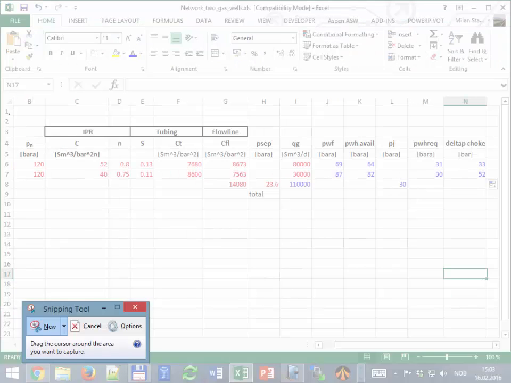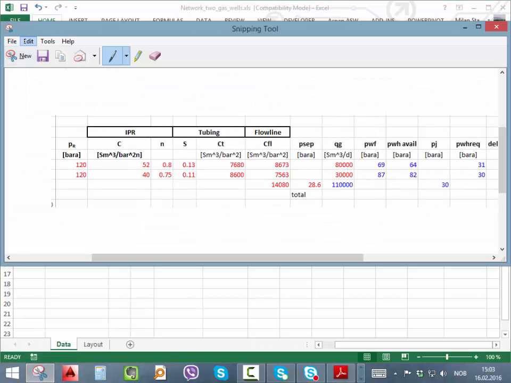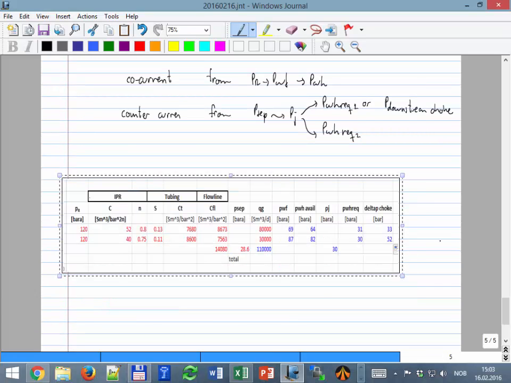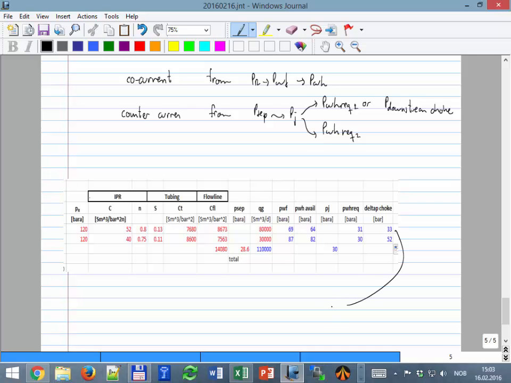What happens if I want to produce more? Let's say I want to produce 50,000 from the second well. Okay, so let's see, these are the results. These are the chokes, the choke delta P's to apply to get the desired rate.